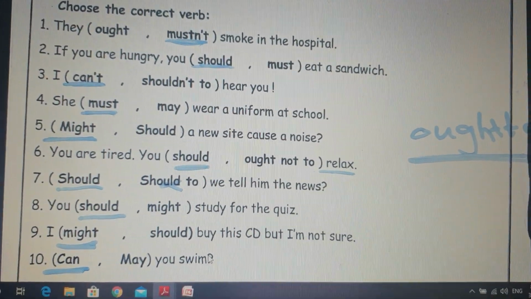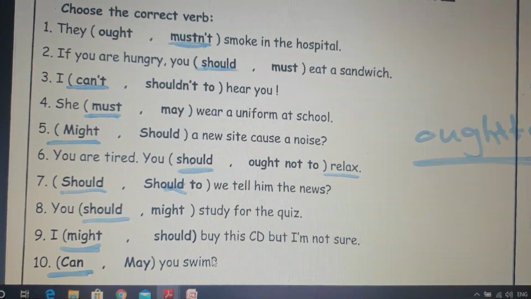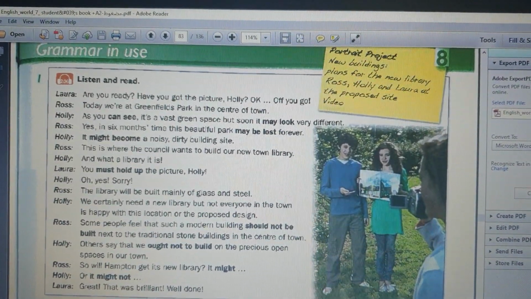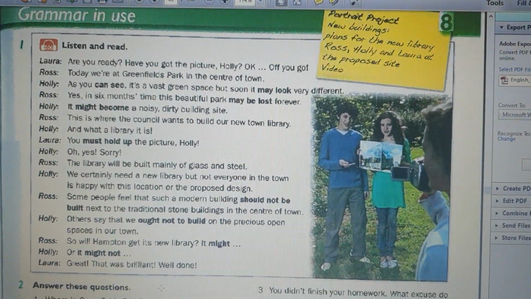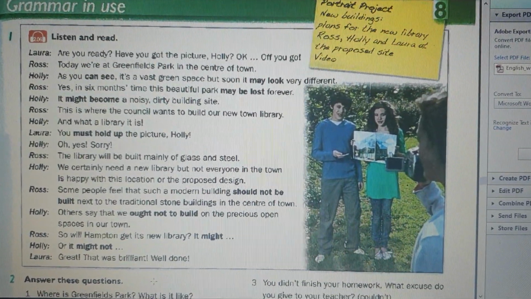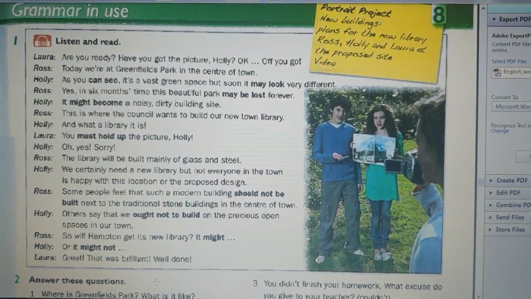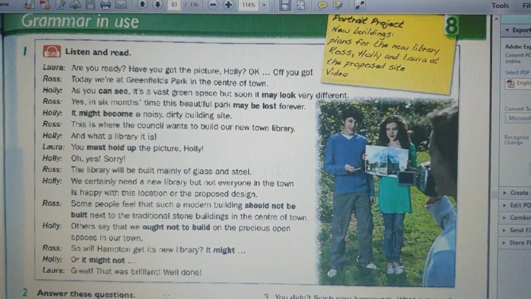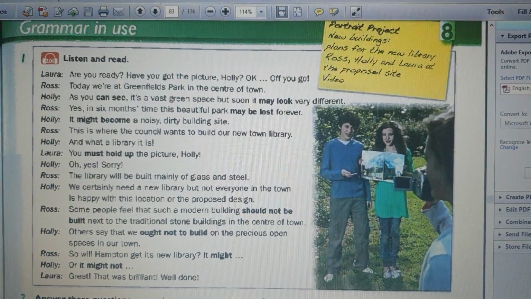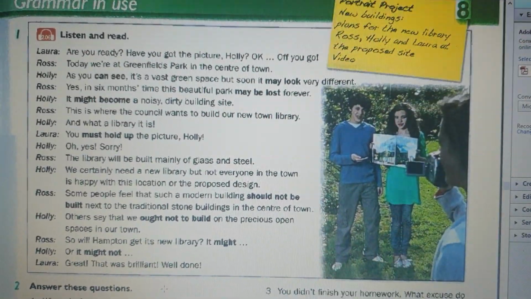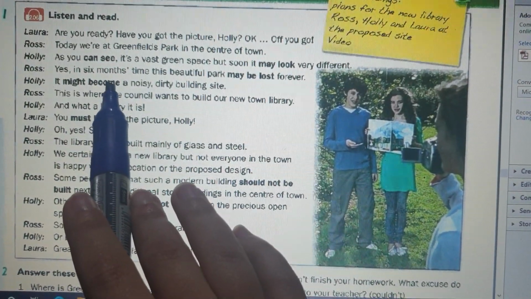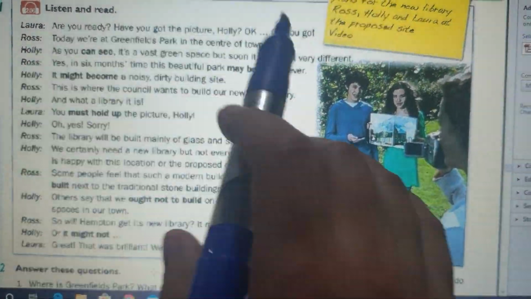Now, let's move to the pupil's book. Here we are on page 83. I want you to read this conversation between Laura, Ross, and Holly. They are making a project about making new buildings. In the conversation, I will not read it because it will take a lot of time. I need you to read it carefully. I need you to notice that they are using the modal verbs here.